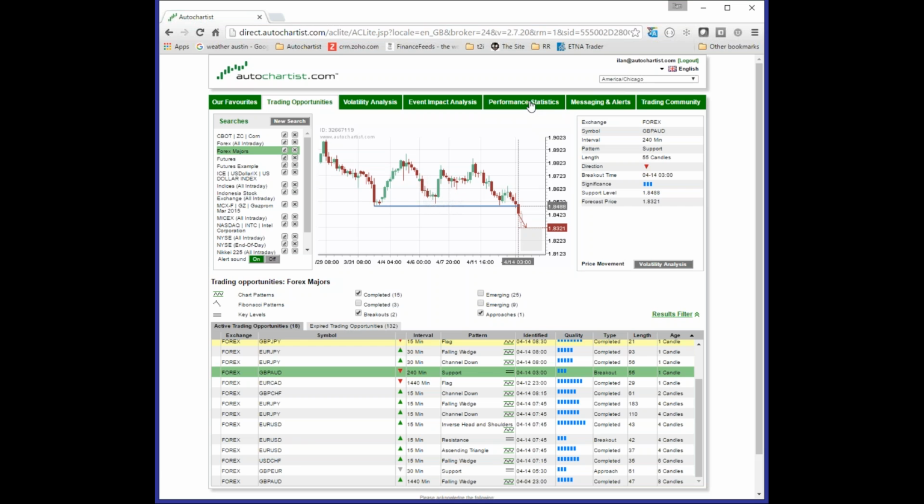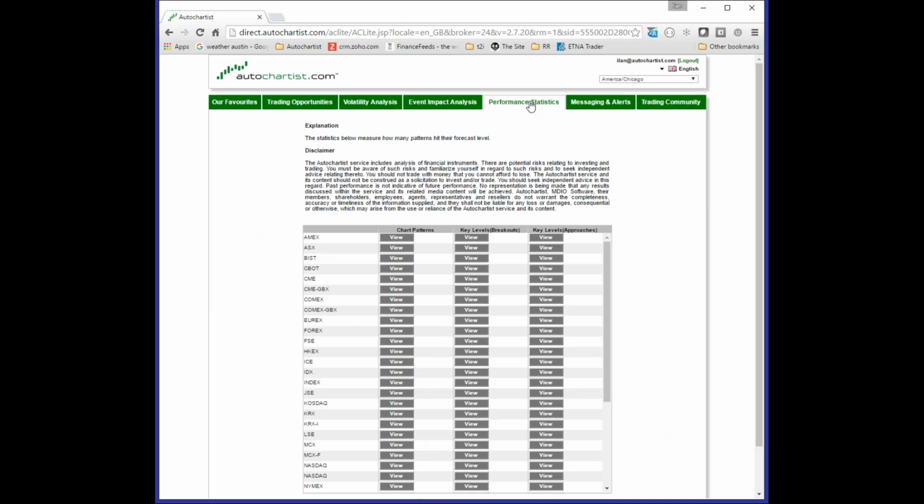performance statistics. If we click on the performance statistics section, you can actually see that we provide those statistics, again, as I mentioned before, for completed chart patterns, breakout key levels, and approaching key levels. Okay, for each of the markets that your broker provides, right? So obviously, if you get Autochartist for free from your broker, you would have the markets that broker covers.